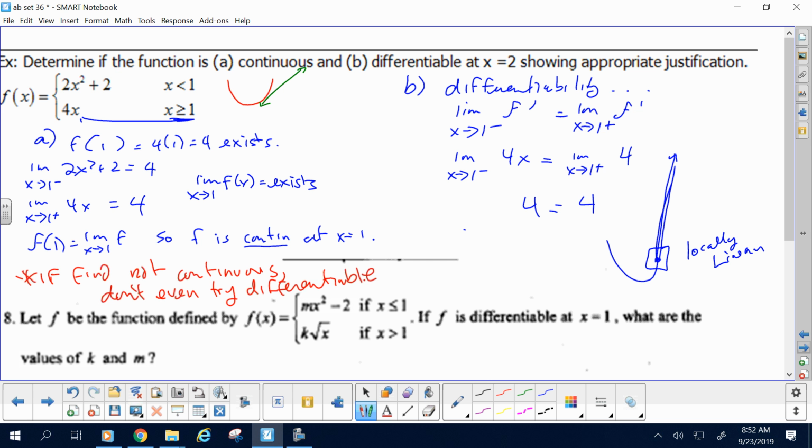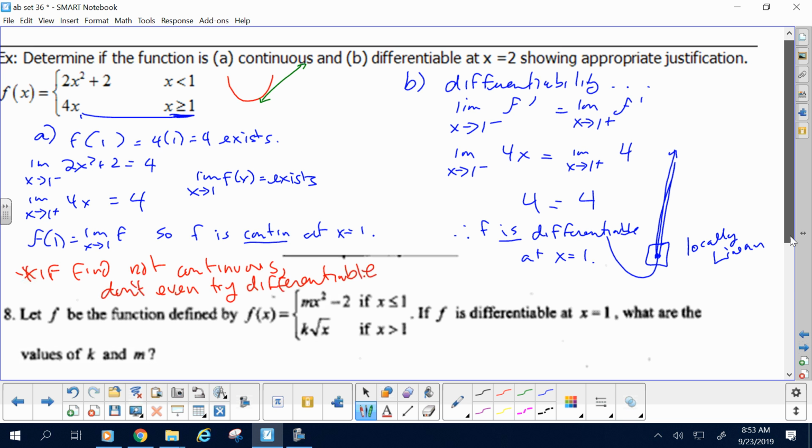So we would conclude that f is differentiable at x equal 1. Does that make sense? Okay, you're a quiet bunch.